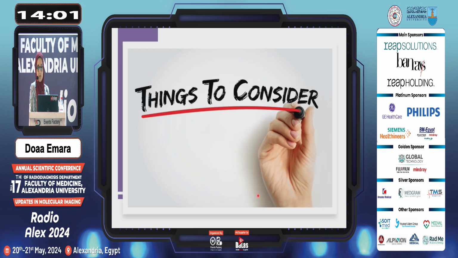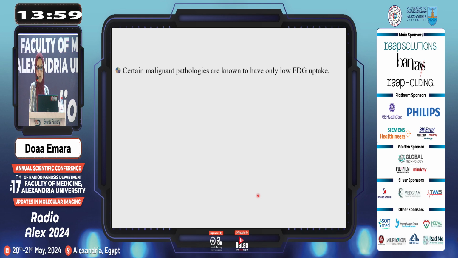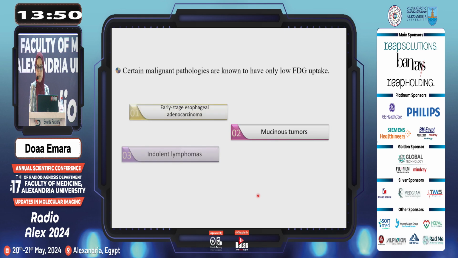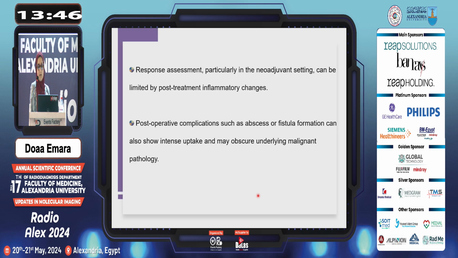However, remember that certain malignant tumors are known to have low FDG uptake, such as early stage esophageal adenocarcinoma, mucinous tumors, indolent lymphomas, and multicystic mesotheliomas. On the other hand, in post-response assessment, mainly after neoadjuvant therapy, inflammatory changes and post-operative complications such as abscess or fistula formation may obscure underlying malignant lesions.